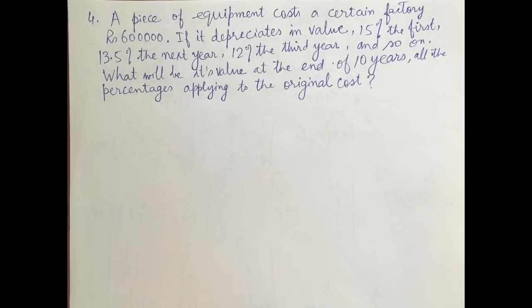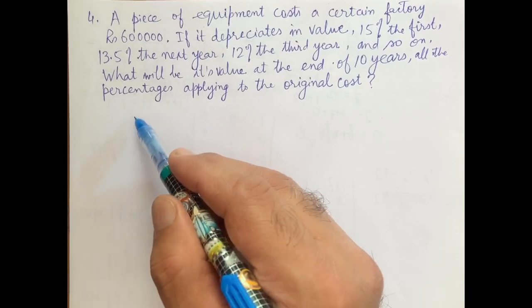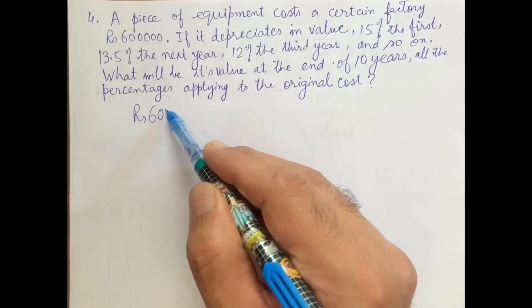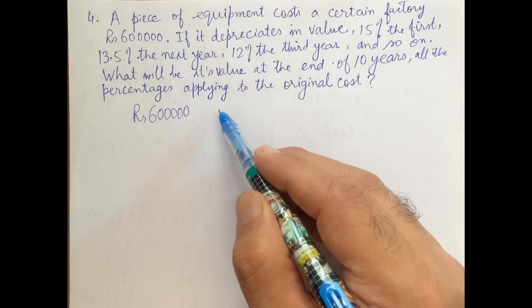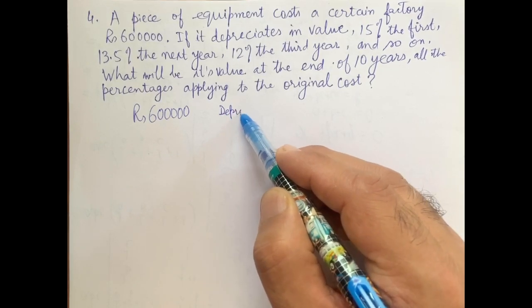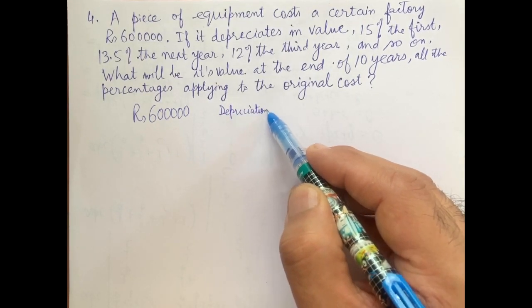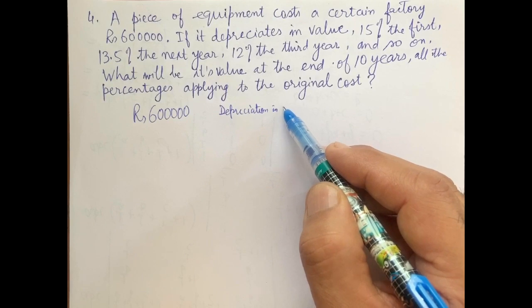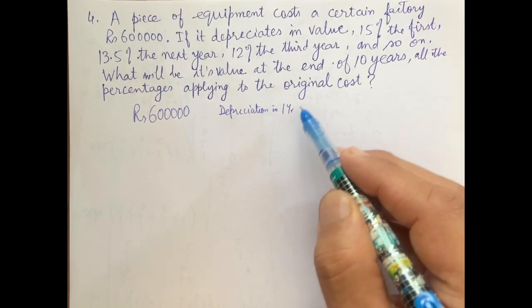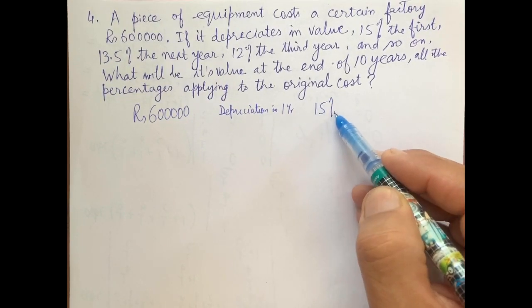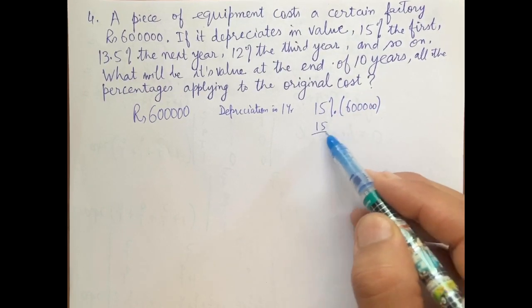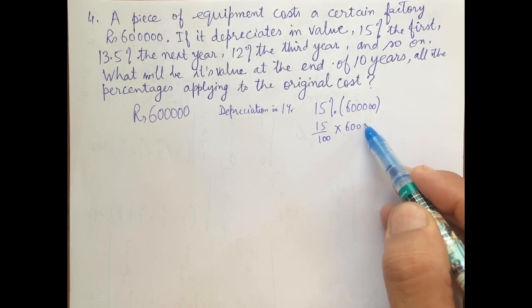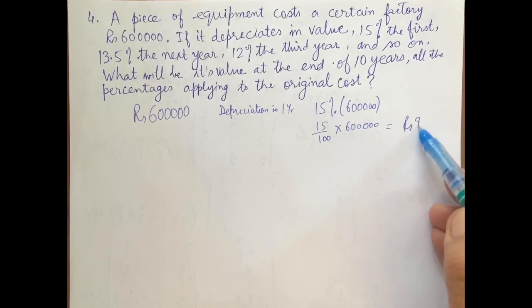A piece of equipment costs a certain factory rupees 6 lakhs. So this is the initial cost. It depreciates in value 15% in the first year. Depreciation is decrease in value. Depreciation in 1 year is 15% of 6 lakhs, and this is 15 upon 100 into 6 lakhs, and this is 90,000.